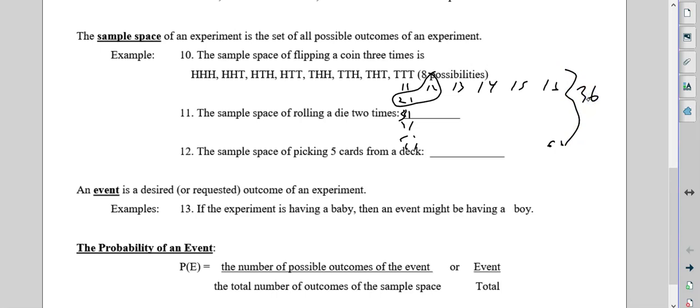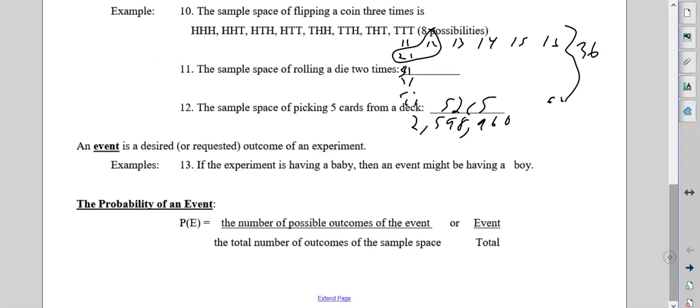Okay? Picking 5 cards from the deck, I alluded to this earlier. You would have 52 combination 5. Not going to list any of those, obviously. It's too many. How many is it? Well, it's 2,598,960. That'd be a big chart. Okay? But that's how many outcomes there are.